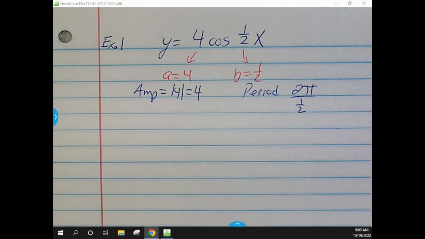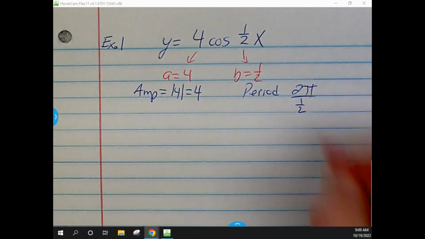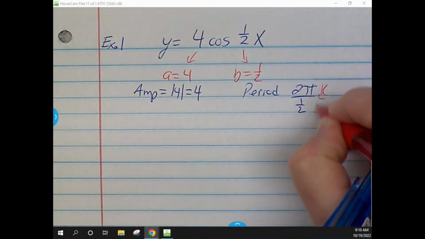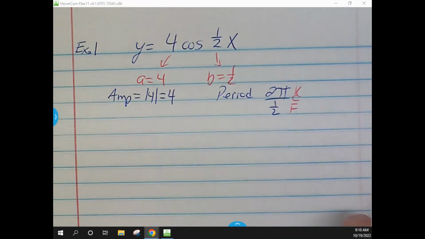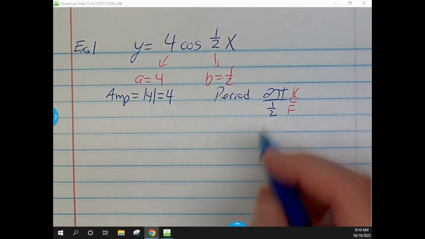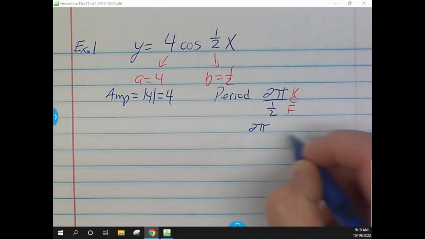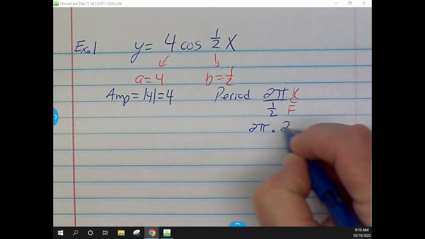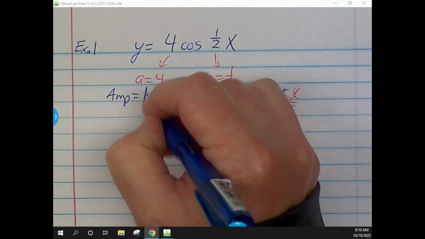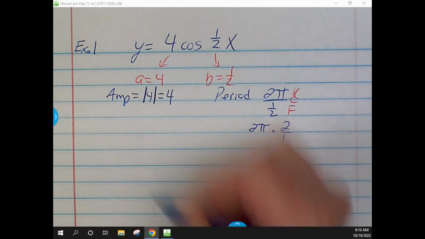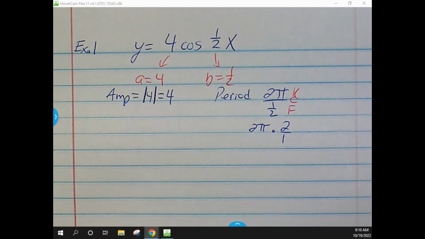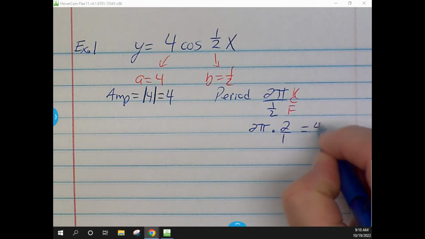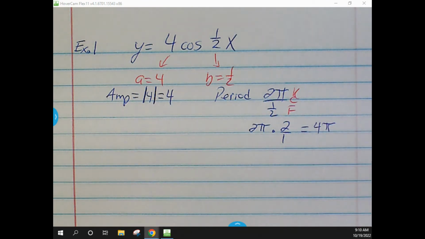And again, fractions are kind of weird because we've got 2 pi over a fraction. This is where, again, you can keep it, change it, and flip it, right? Because we've got the fraction involved. So you can make that 2 pi times 2 over 1. Yeah, those are absolute values there. There you go. So the period in that case would be 4 pi.